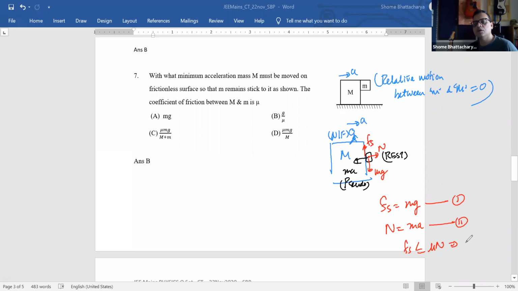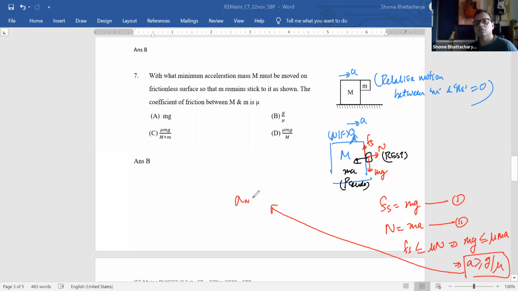So from equation 1, how much static friction is required? mg. From equation 2, how much normal reaction is available to us? mu a. So what is this telling us? That a should be greater than or equal to g by mu. So the minimum amount of acceleration required just becomes the equality condition, g by mu.